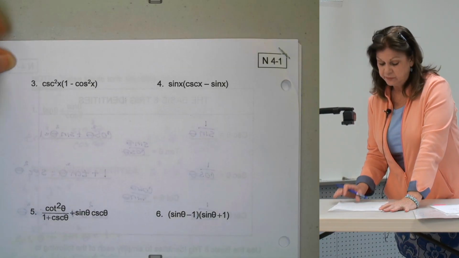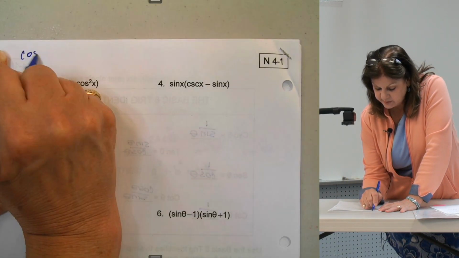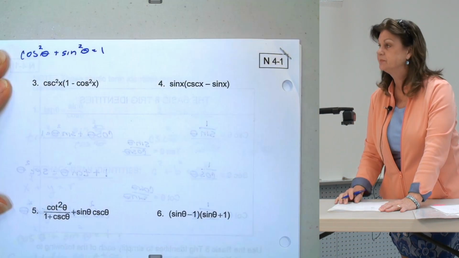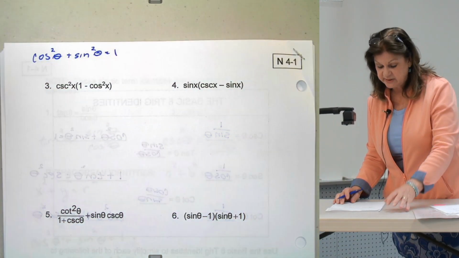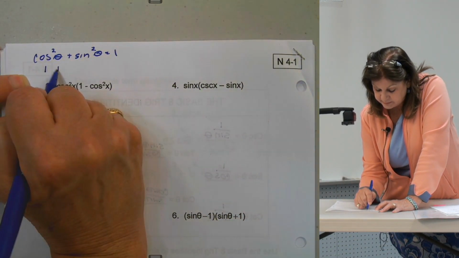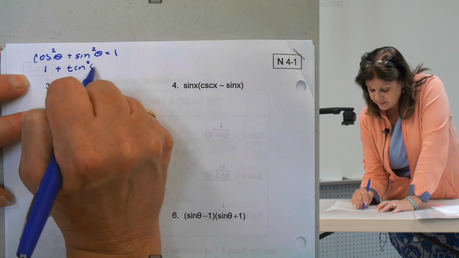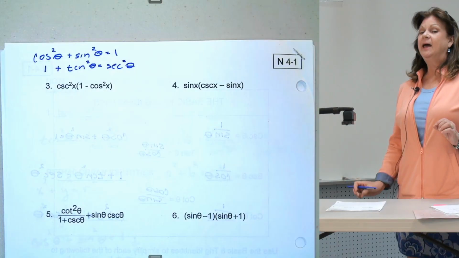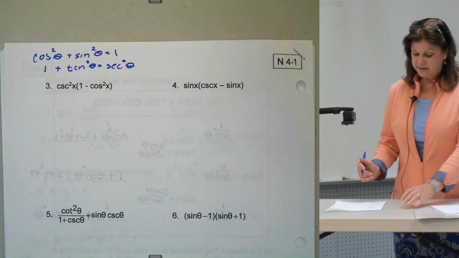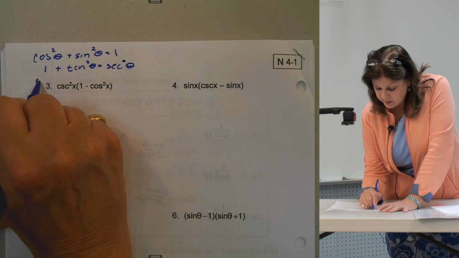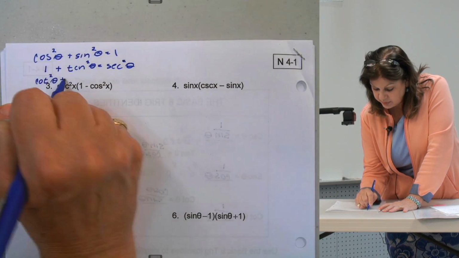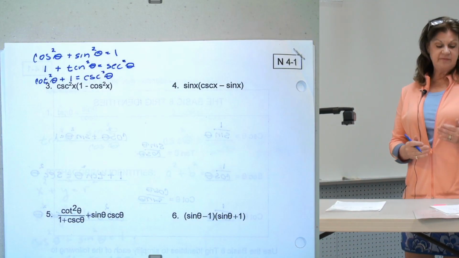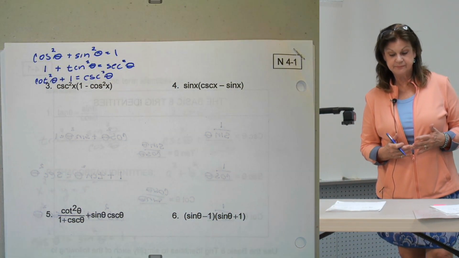So what I'm going to do, I'm going to remind myself cosine squared theta plus sine squared theta is 1. I'm going to divide granddaddy by cosine squared, so I'm going to have 1 plus tangent squared theta is secant squared theta. And I'm going to divide it by sine squared theta. So I've got cotangent squared theta plus 1 is cosecant squared theta. So now I've got all my reference materials right there.